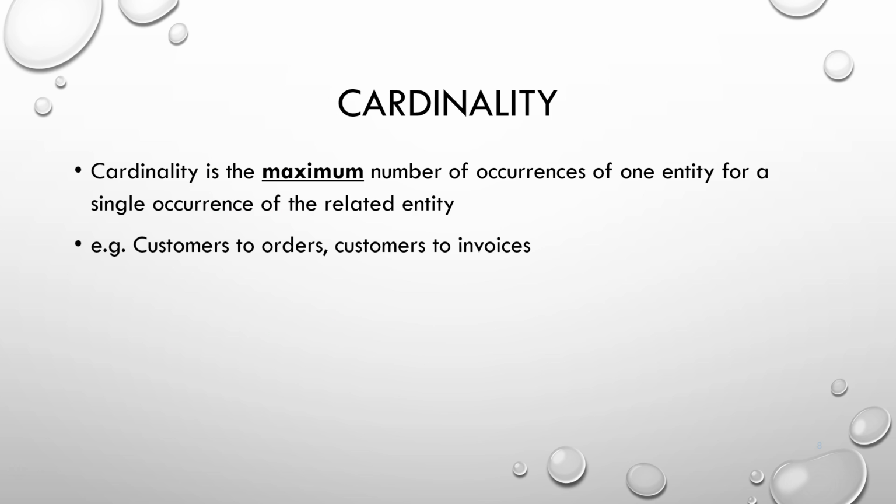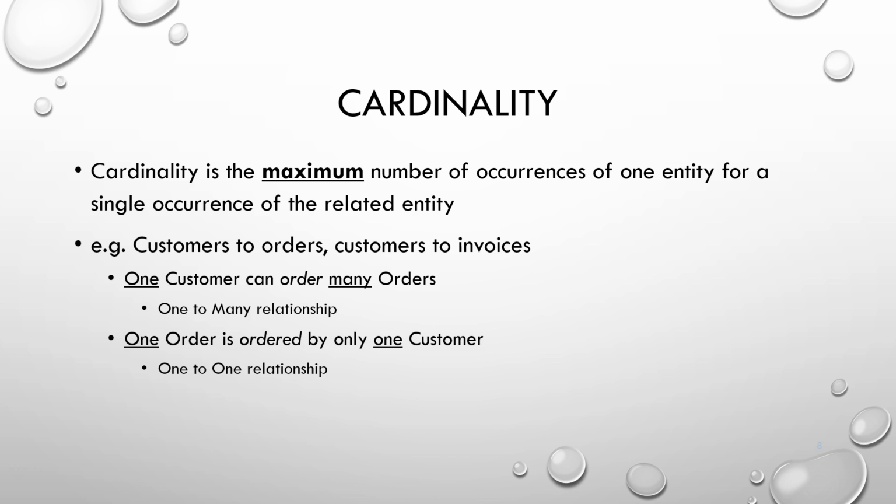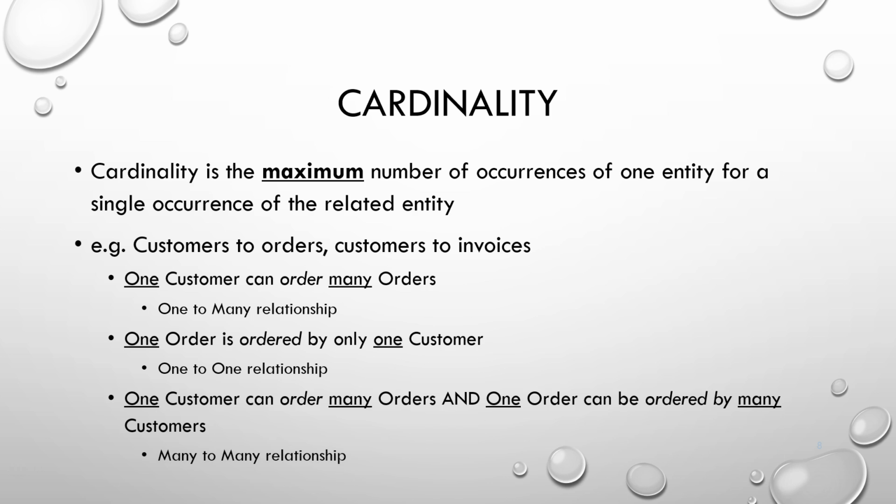So cardinality. Again, we talked about this in class. Bit of review. Cardinality is the maximum number of occurrences of one entity for a single occurrence of a related entity. So one customer can order how many orders? Many. So it's a one-to-many relationship in that direction. One order can be ordered by how many customers? Well, just one. And so we have a one-to-many from customers to order. There we go, one-to-many.